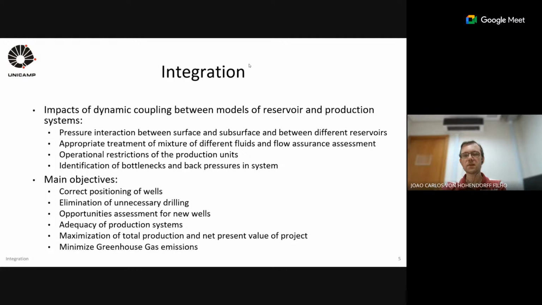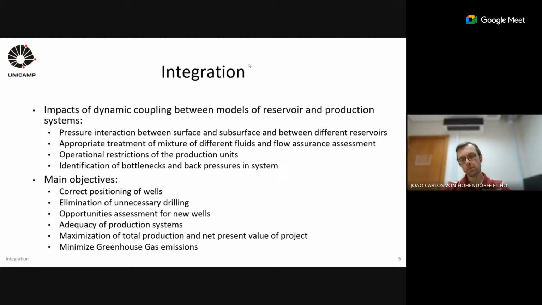And the main objectives of integration are, starting with evaluating the positioning of wells, or maybe elimination of unnecessary drilling, or even evaluating new opportunities for infill drilling, in terms of the reservoir aspects.